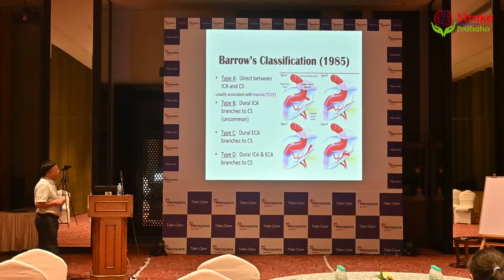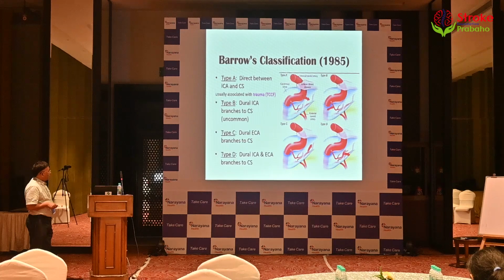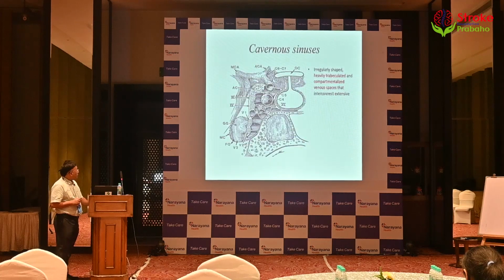This is the classical Barrow's classification. Type A: there is a direct connection between the cavernous segment of the ICA and the cavernous sinus. Mostly it is traumatic, and 90% of direct carotid-cavernous fistulas are due to trauma. Then type B: if the dural branch of the internal carotid artery is supplying the cavernous sinus, it is type B. If the dural branch of the external carotid artery is supplying, it is called type C. And type D is if the dural branches of both ICA and ECA are supplying the cavernous sinus, that is called a type D fistula.